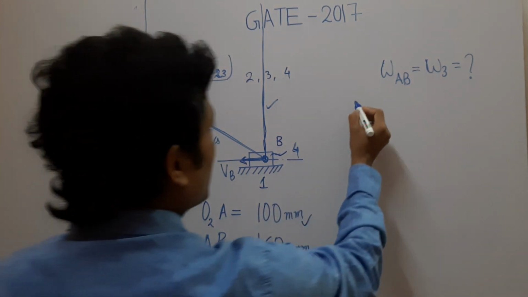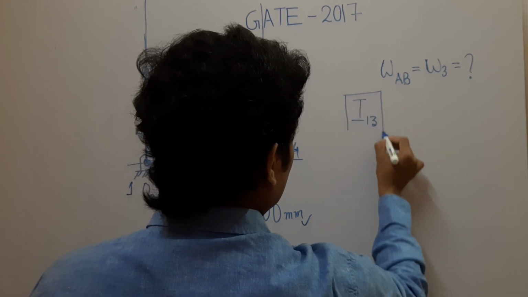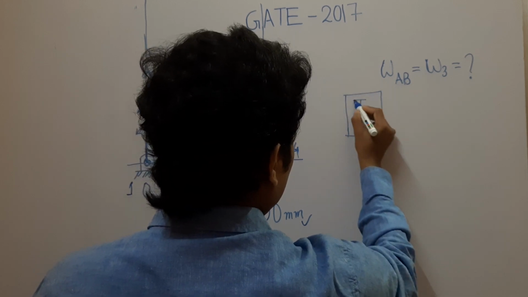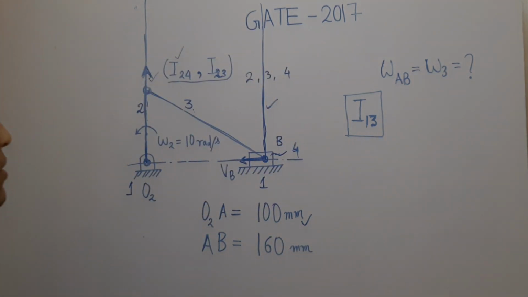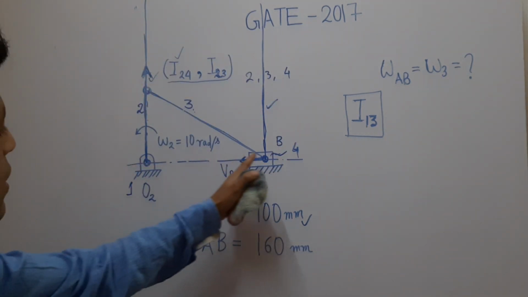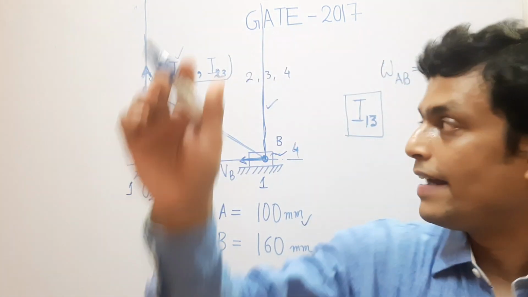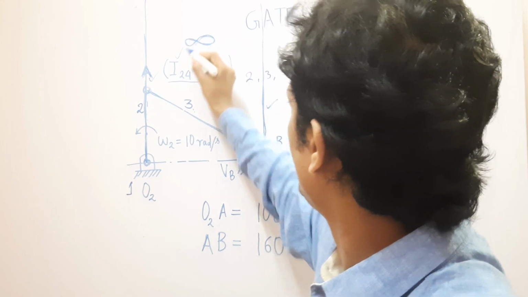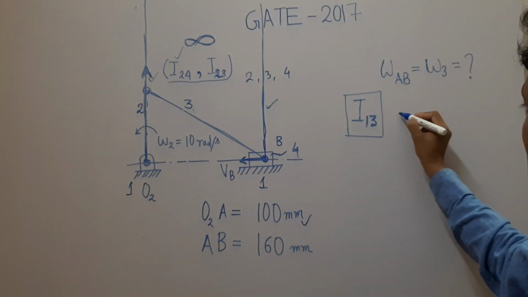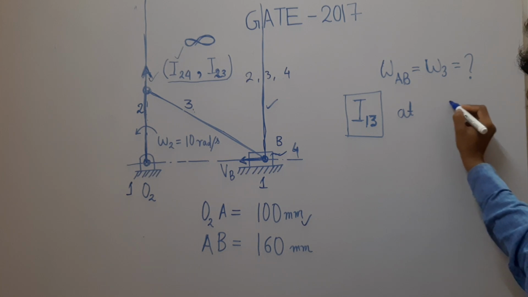is the location of I13 as we have located in lecture number 8. Please go through my lecture number 8 where we have already located I13. But here both the lines are parallel and all parallel lines meet at infinity. So at this instant I13 is at infinity.